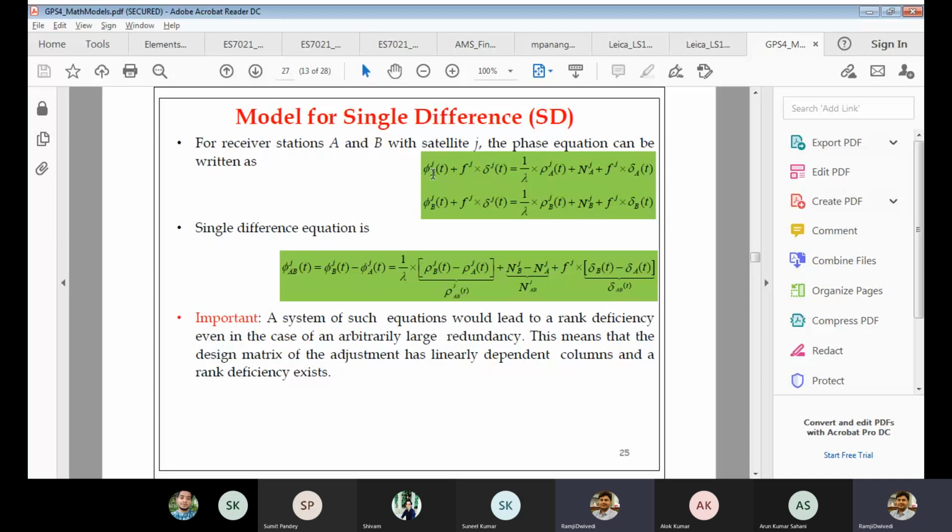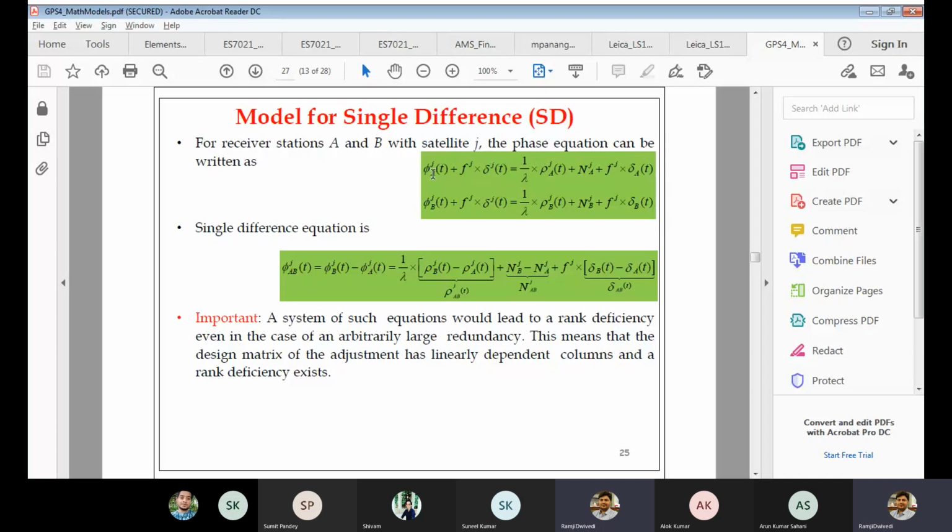You can write it down again: phi AJ t plus fj delta jt is equal to 1 by lambda rho ajt plus naj plus fj rho delta at. That means carrier phase observable plus satellite clock error is equal to geometric range, ambiguity, and receiver clock error. Similarly, for B also you can write it down.